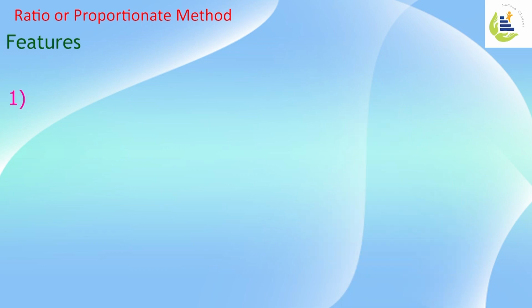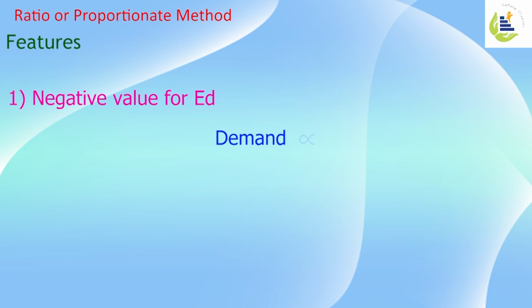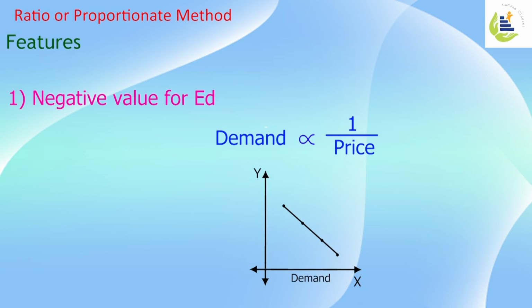First, there is a negative relationship or negative value for elasticity of demand. The very reason being that demand is an inverse relation of price. So, the graph of demand with respect to price goes downward and hence it has a negative value. But for simplicity purpose, we try to eliminate this negative value.